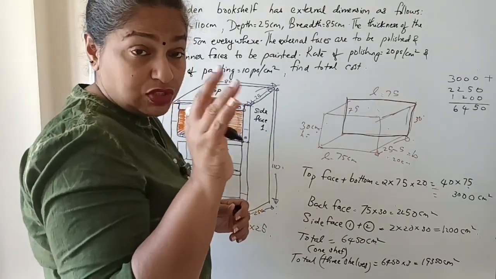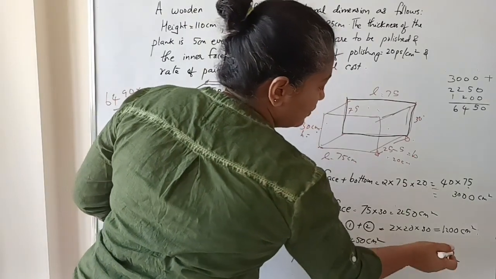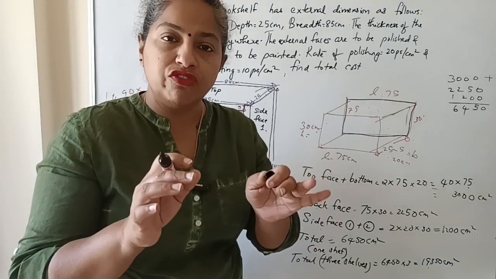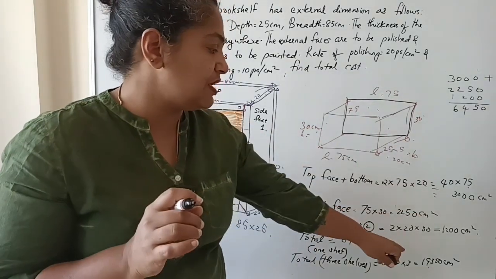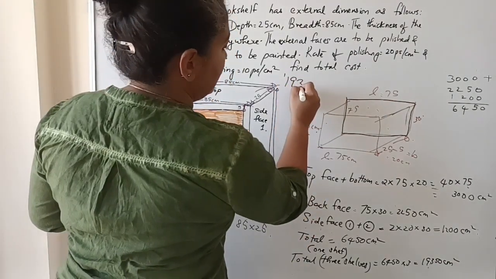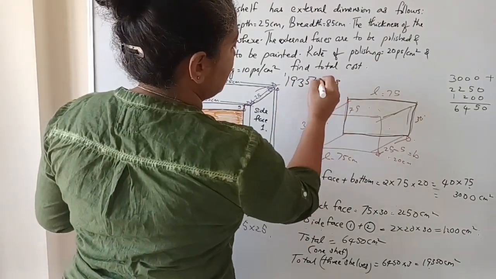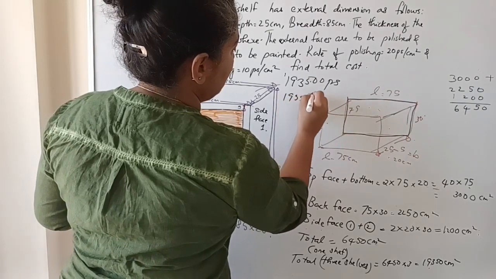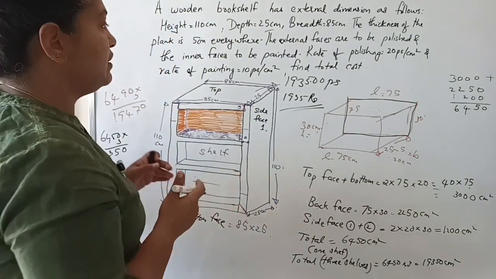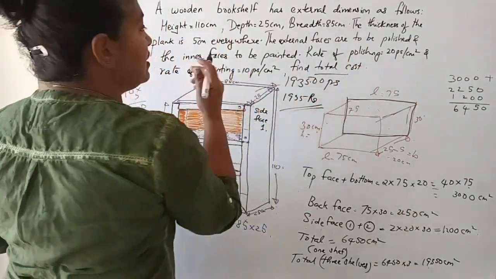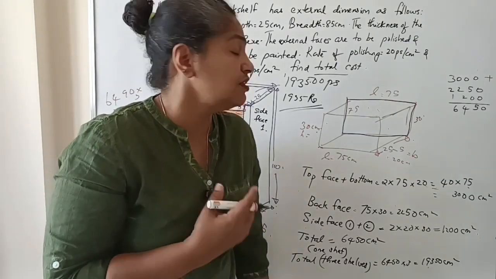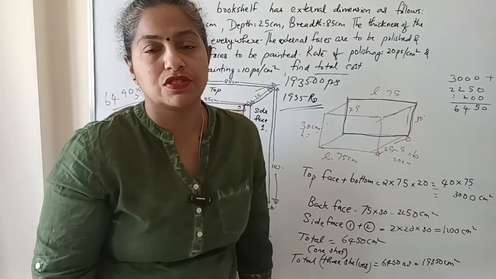I have got how many shelves? I have got 3 shelves. So I multiply by 3 in order to get the total area, which is 19350. Now the cost of painting is 10 paise per centimeter square. I multiply it by 10 in order to get 193500 paise, which is 1935 rupees. This is the cost for painting. Now what do we need to find? We need to find the total cost for painting as well as polishing. For polishing we have already gotten the total cost. Add it to this cost in order to get the total cost.